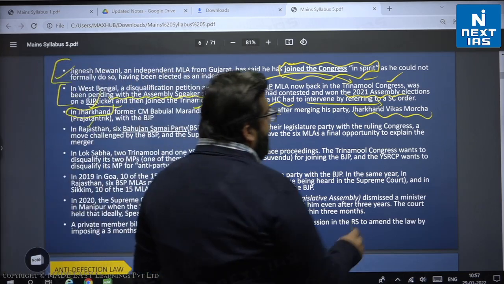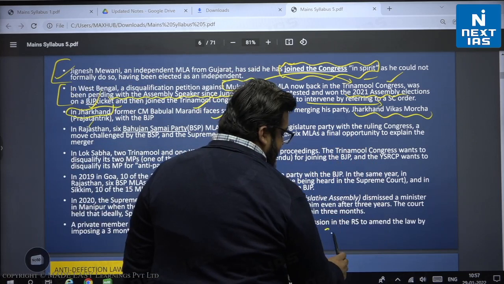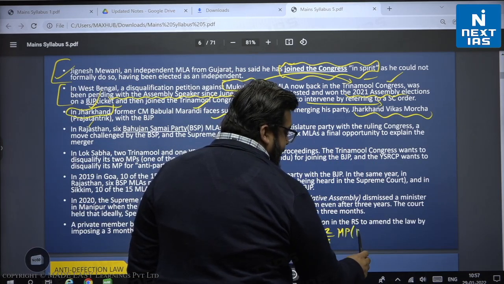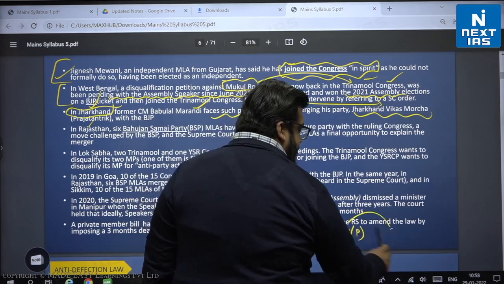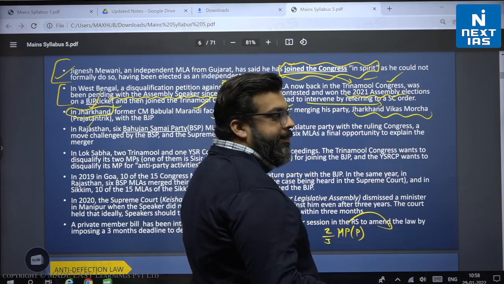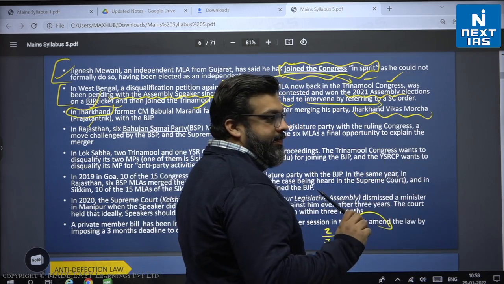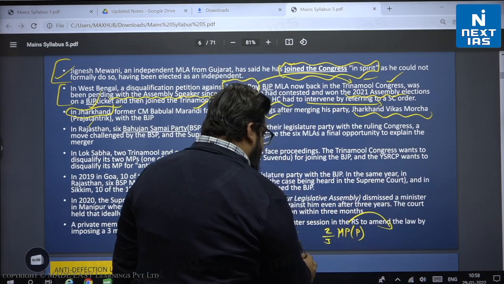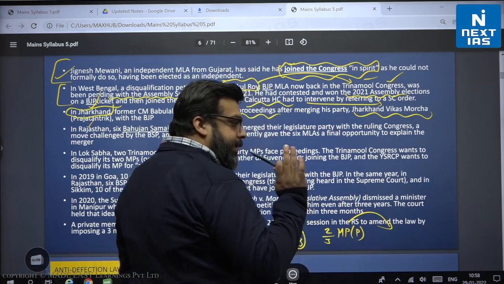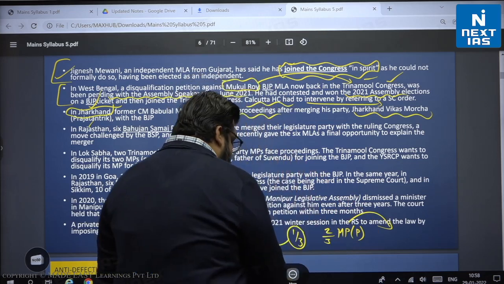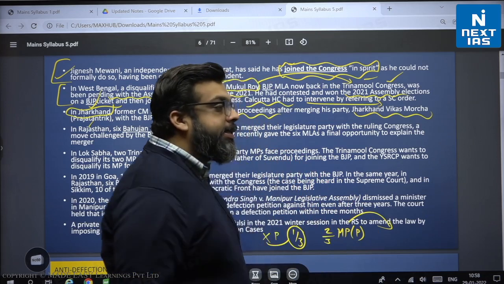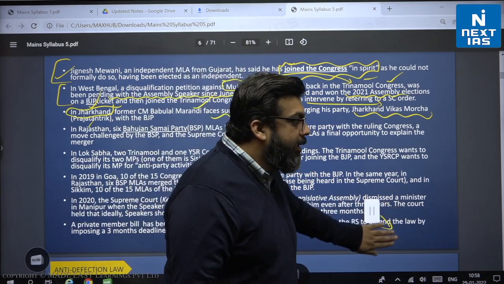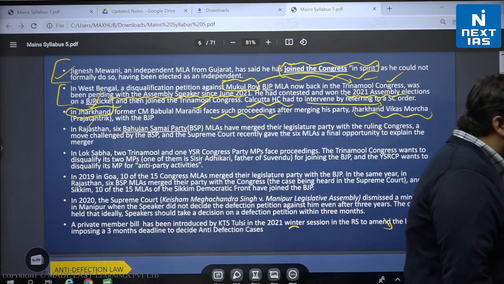What is allowed is if 2/3 of the MPs of a party decide to merge with another party, that is allowed. And the remaining 1/3 can continue as an isolated party. They cannot join any other party. So this kind of a party merger is allowed. Party split is not allowed. We will discuss this immediately.